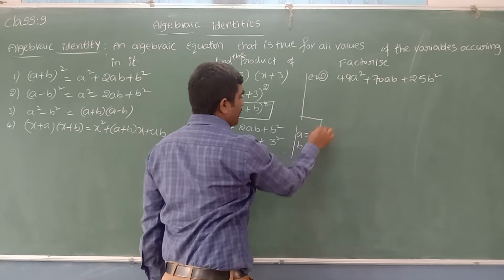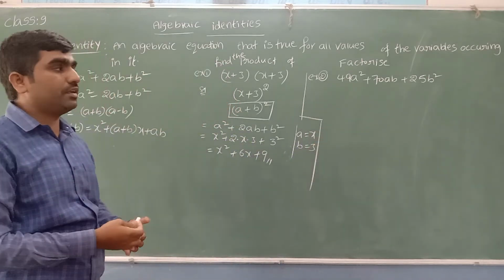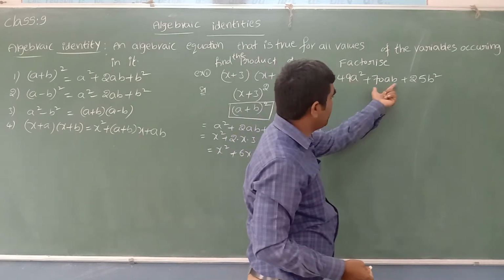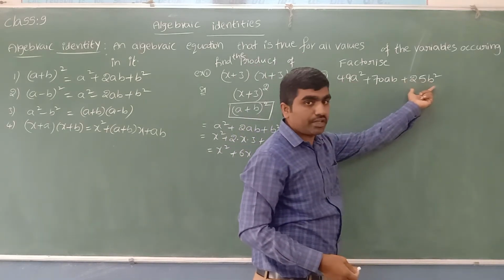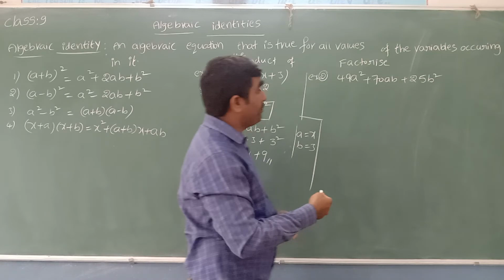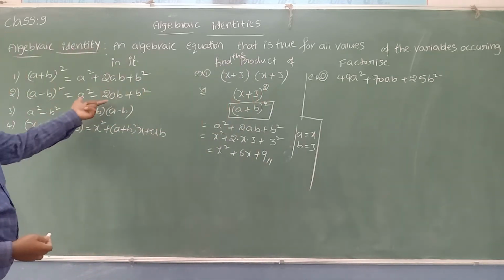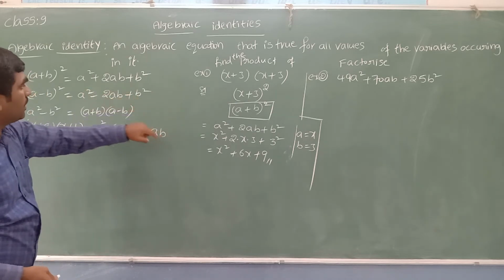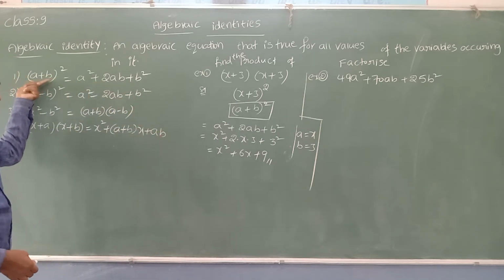So what is meant by factorize? We have to express it as a product of terms. 49a square plus 70ab plus 25b square. It is the expansion of which identity? I think there is no minus symbol, all plus symbols only. Yes, sir, it is like the expansion of a plus b whole square.